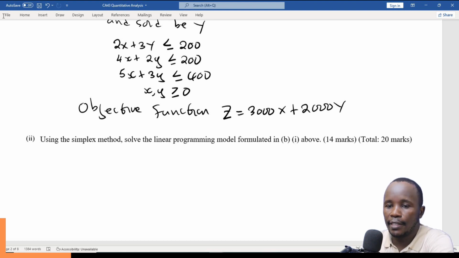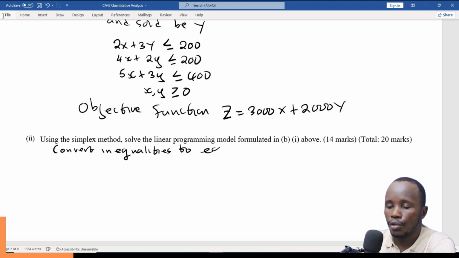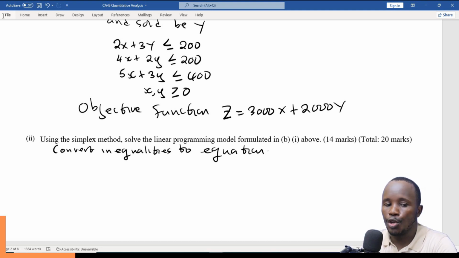But before that, let's convert inequalities to equations. How do we convert inequalities into equations? We do this by introducing slack variables.